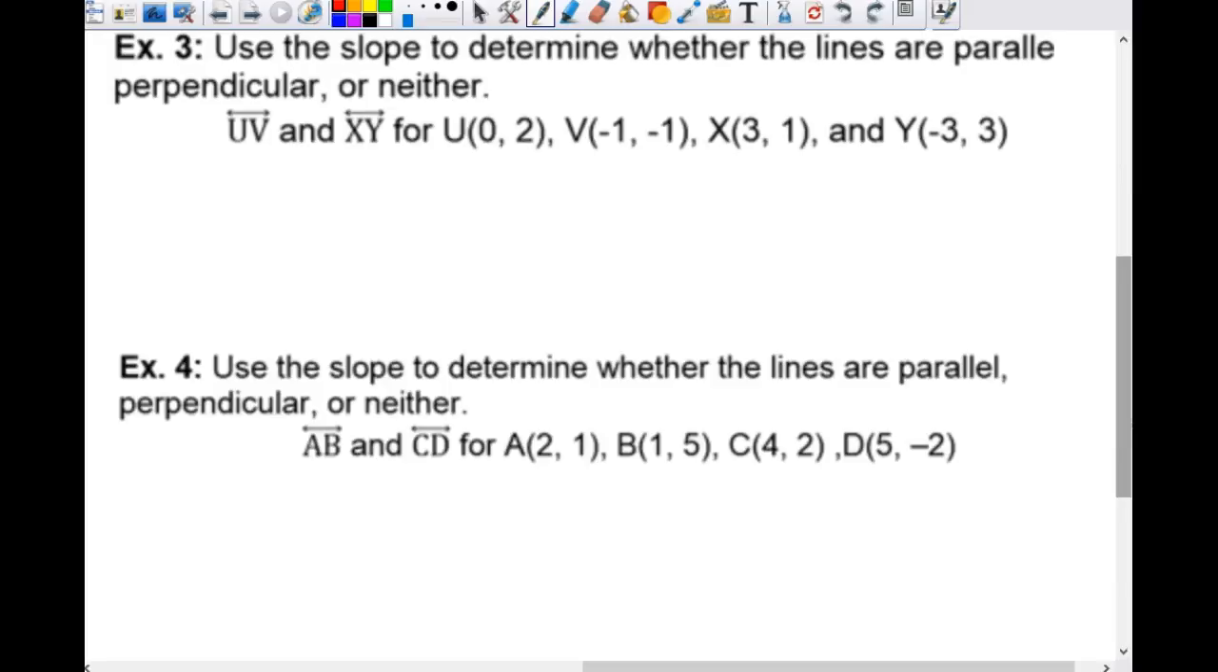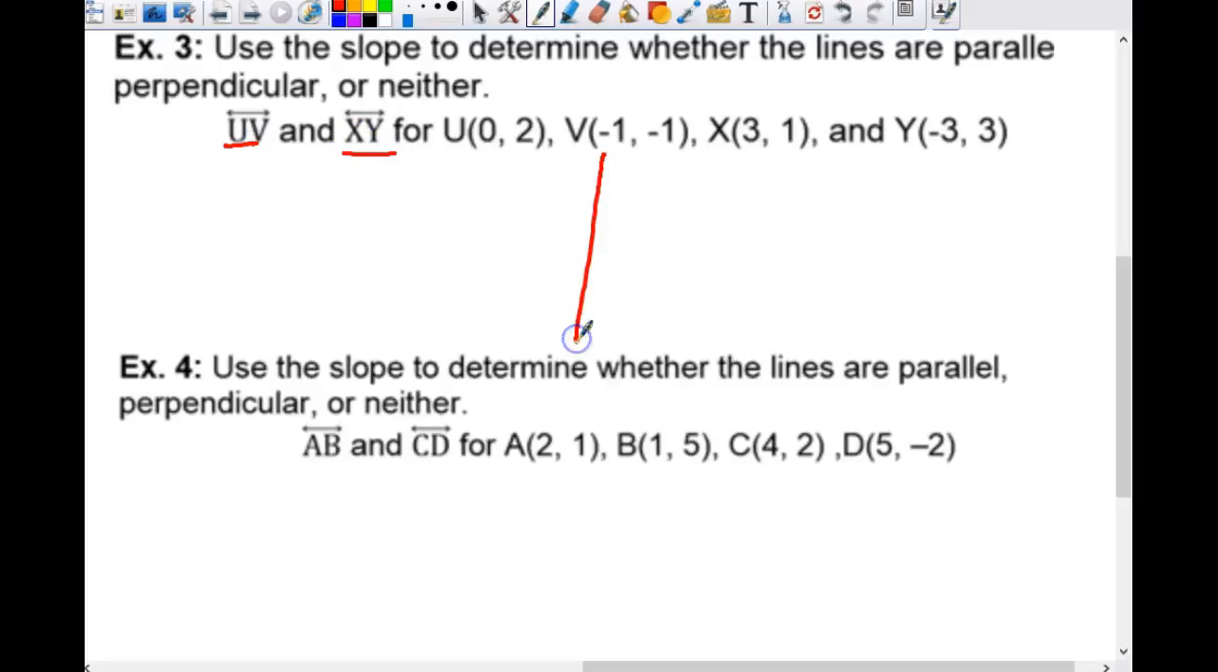All right, use the slope to determine whether the lines are parallel, perpendicular, or neither. So if they're parallel, the slopes will be the same. If they're perpendicular, the slopes will be negative 1. And if they're neither, it's going to be neither of those two options. So we have to find the slope for two different lines, this line and this line.